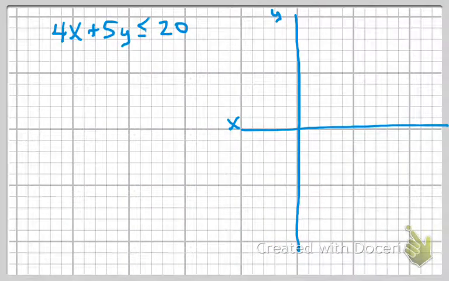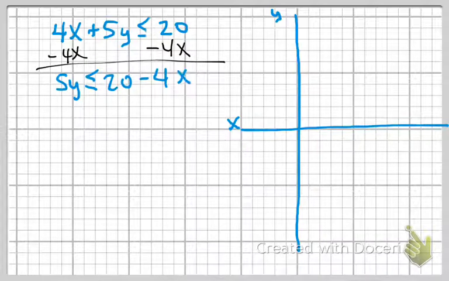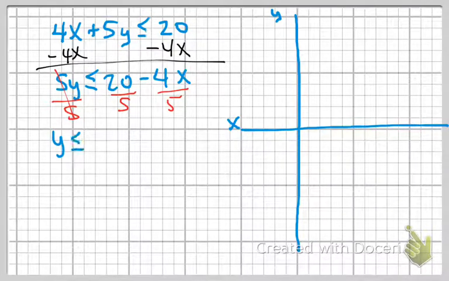Let's do one more. Alright, so I'm going to get y by itself, so I'm going to subtract 4x from both sides. Then I end up with 5y is less than or equal to 20 minus 4x. Now I'm going to divide both sides by 5, and I'm going to divide everything by 5. So now my y is less than or equal to 4 minus 4/5 x.